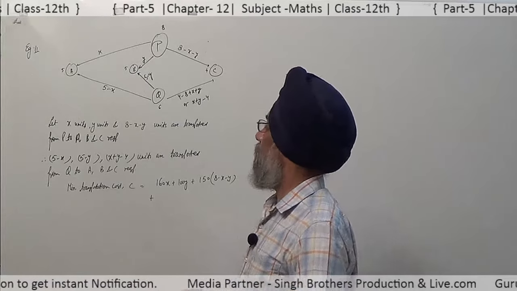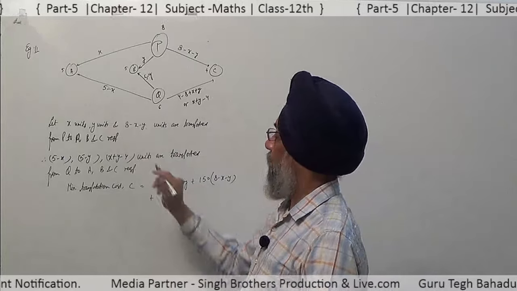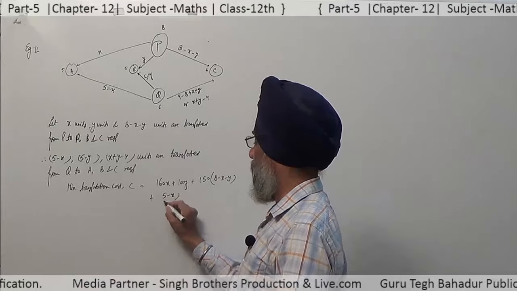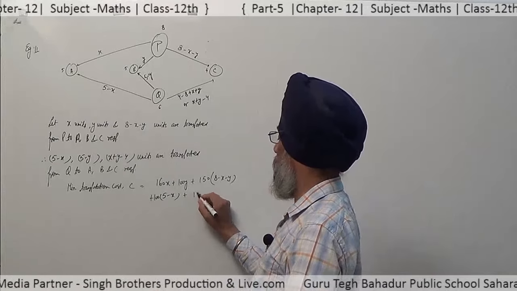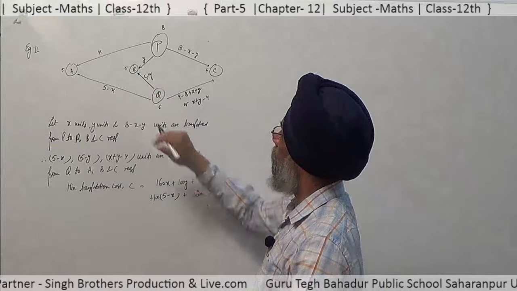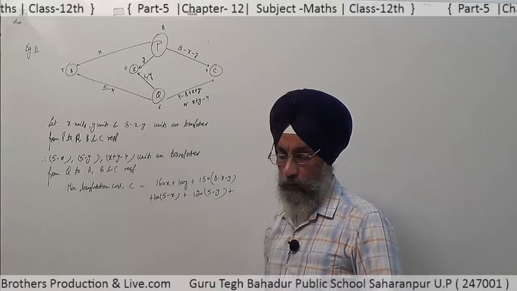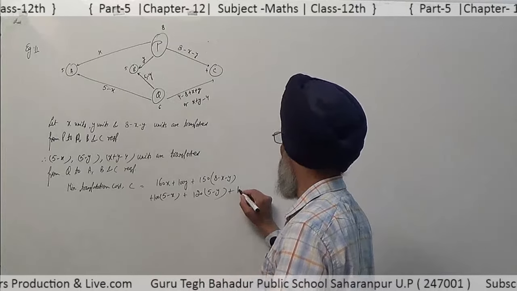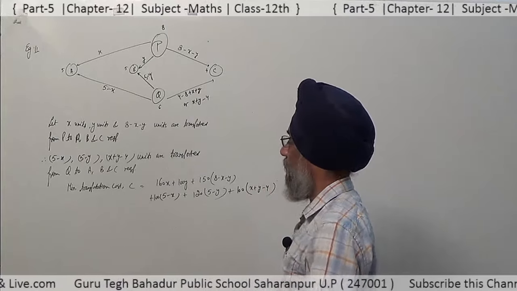Then it costs rupees 100 from Q to A. Now 5 minus X units are given here, so (5 minus X) into 100. Then rupees 120 from Q to B, for the 5 minus Y units. From Q to C, it costs rupees 100, so 100 times (X plus Y minus 4).